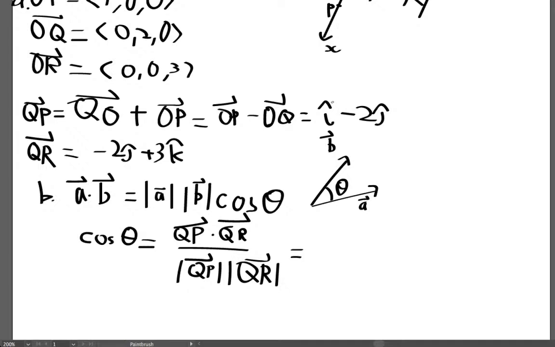Do you understand what I mean? I hope you do. For example here, QP in the x-axis is 1, because i hat represents the x-axis. So that would be 1. Then 1 multiplied by, in QR we don't have any i hat, which means the i hat component is 0. So it's 1 times 0, that's 0.